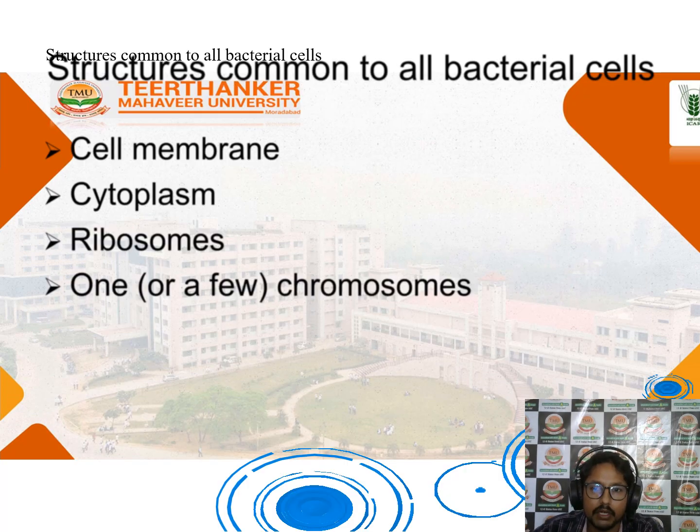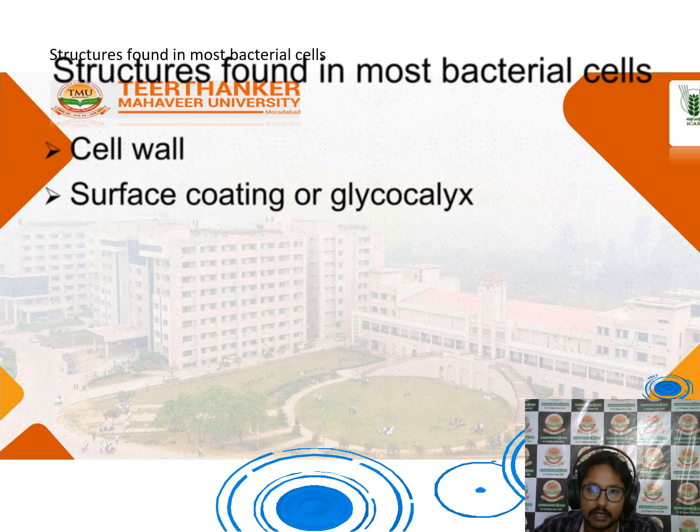Structures common to all bacterial cells are the cell membrane, cytoplasm, ribosomes, that is 70S type ribosomes, and the chromosome. Structures found in most bacterial cells are the cell wall and the surface coating or glycocalyx, which includes the capsule or slime layer. So glycocalyx is of two types, that is capsule and slime layer. In coming slides we'll see more.